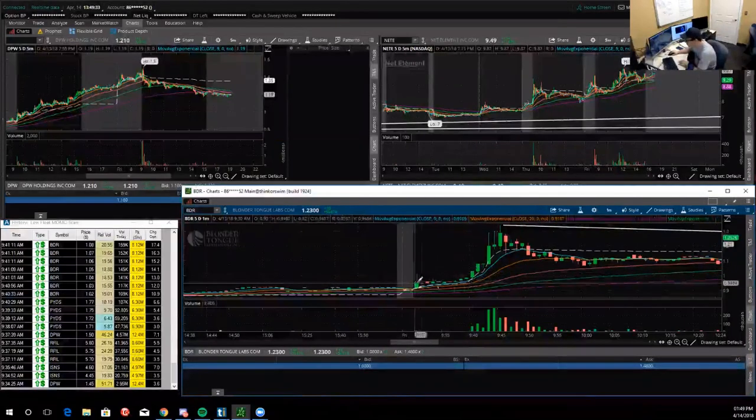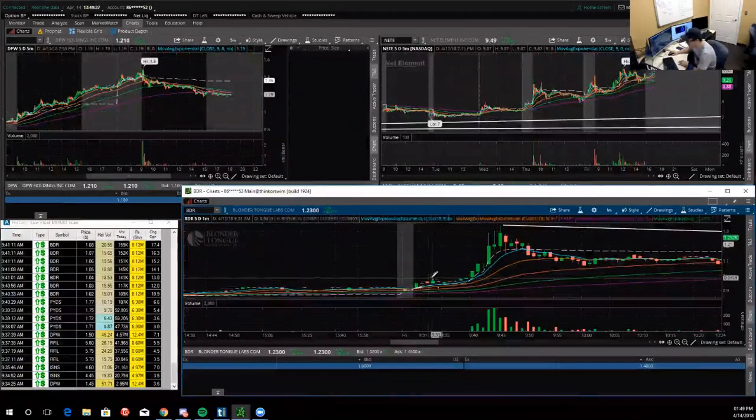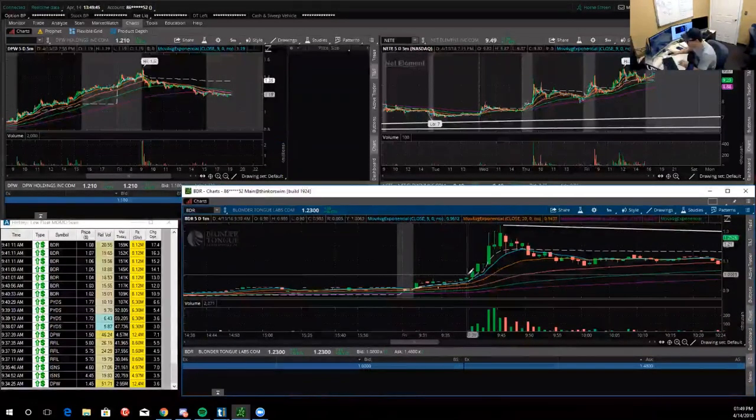It wasn't the first few candles, but look at this, ready? 9:40, if you look over here, 9:40:33, so almost 9:41, we were alerted of BDR, which would have been right here on this candle, which is, let me pull it up for you guys.